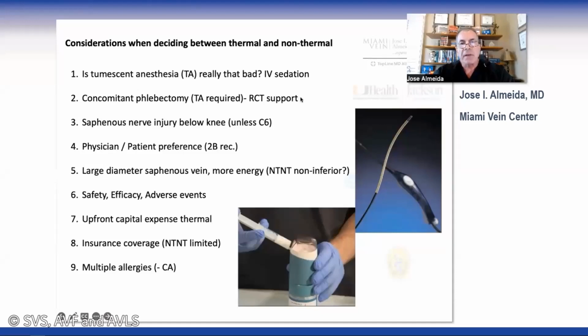The trade-off, there might be a few more small DVT emphasized, so we'll see some tibial vein thrombus and maybe a couple more thrombus extensions at the junction. Rarely do they require anticoagulation, but sometimes they do for a couple of weeks.